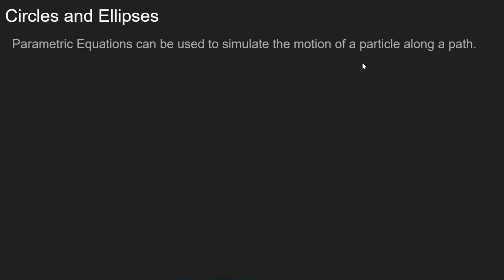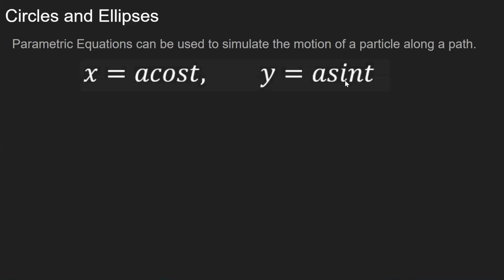Okay, guys, in this video, I want to teach you how parametric equations can be used to model circles and ellipses. And then this kind of opens up a bunch of applications for parametric equations because they can be used to simulate the motion of a particle along a path. So if we start with the basic parametric equations, x equals a cosine t and y equals a sine t.